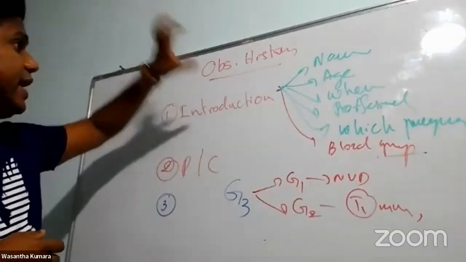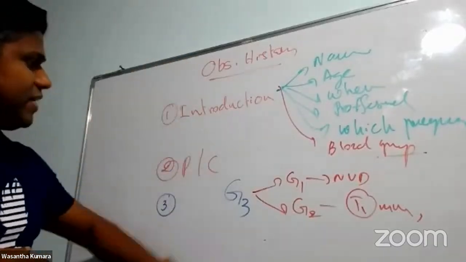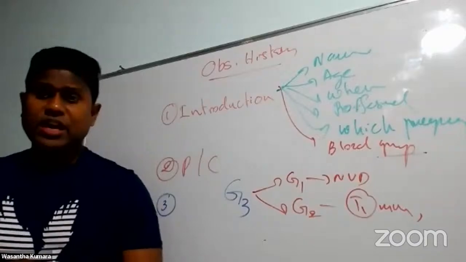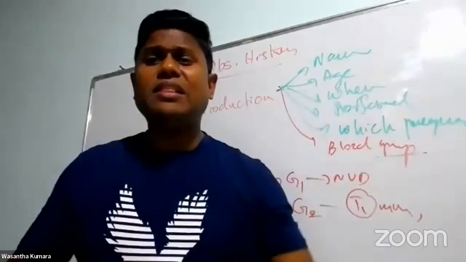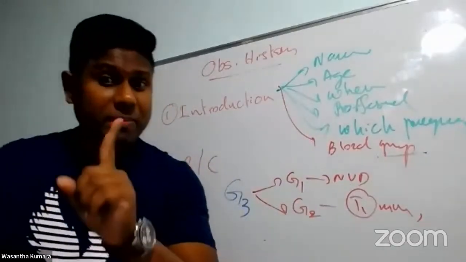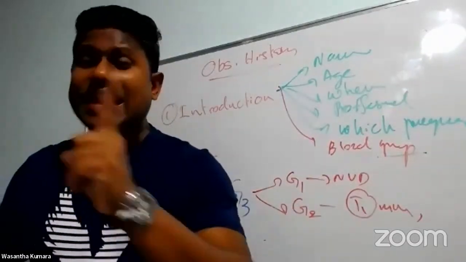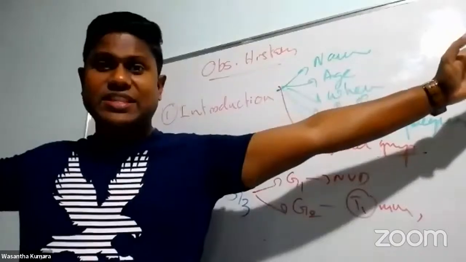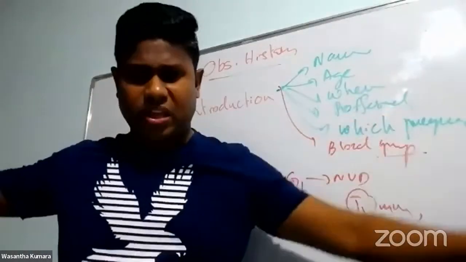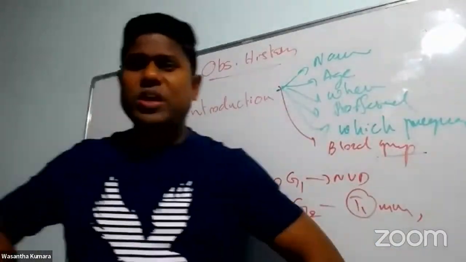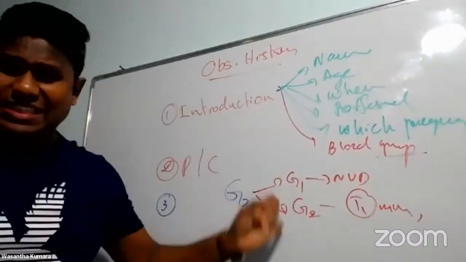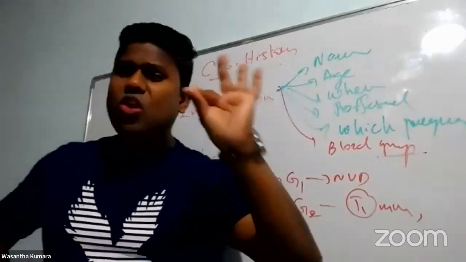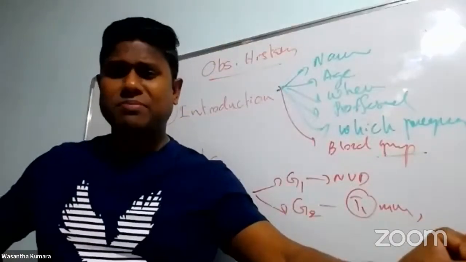Right. Introduction we have done, presenting complaint we have done, and past obstetrics. It's always better to mention this past obstetric history at the beginning. But remember, don't talk in detail about past obstetric history, then your history becomes so boring. If you spend more time on these things, especially past obstetric, it should be one or two sentences maximum.